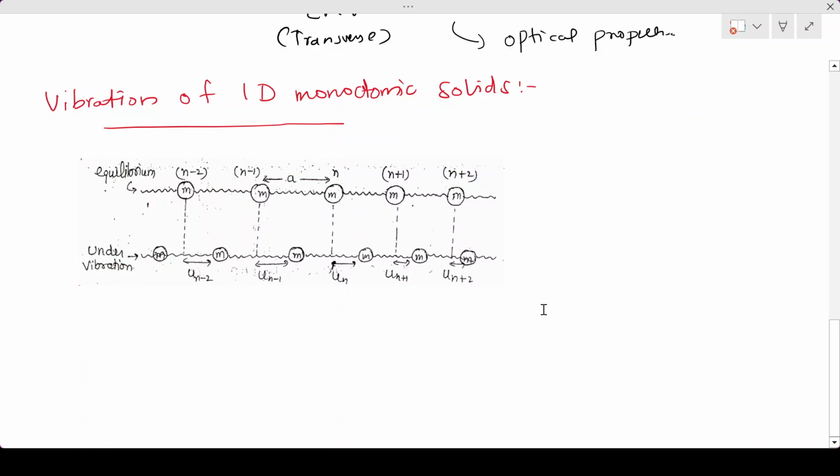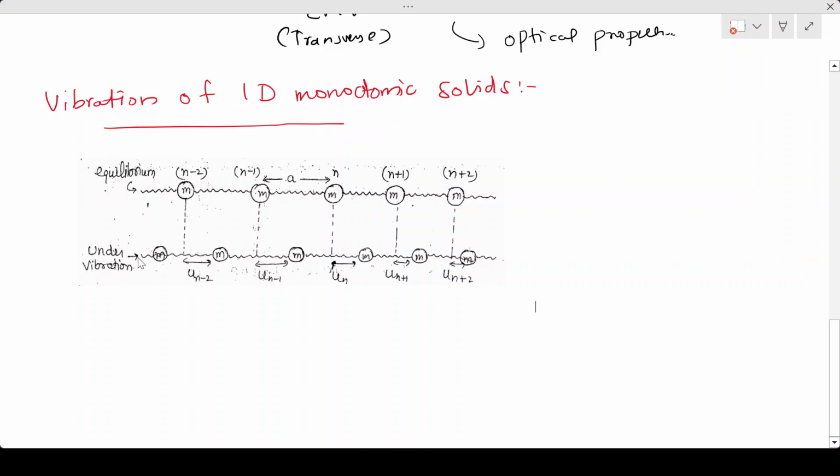So we'll discuss vibration of one dimensional monoatomic solids here. As you can see, we are considering a one dimensional chain of atoms, each having a mass m, as you can see in the figure, connected by an elastic spring of spring constant c, and the distance between two atoms is specified as a, as I already mentioned. This is the equilibrium position at the top of the figure.